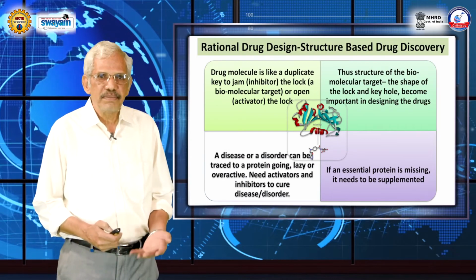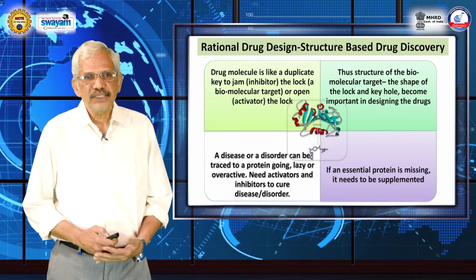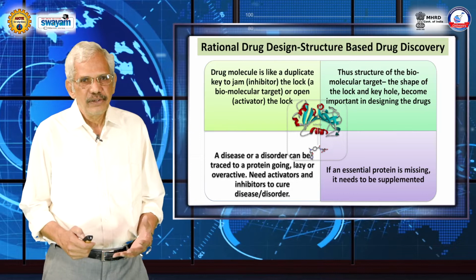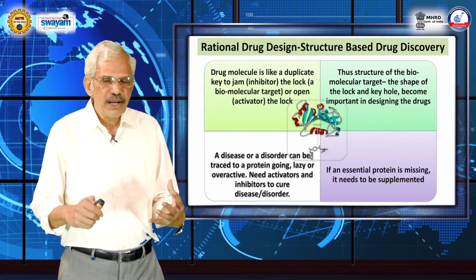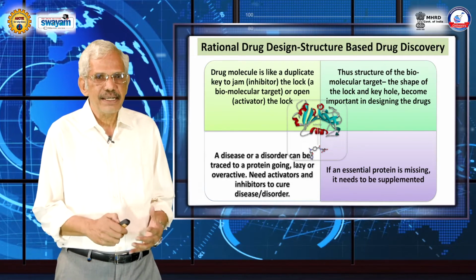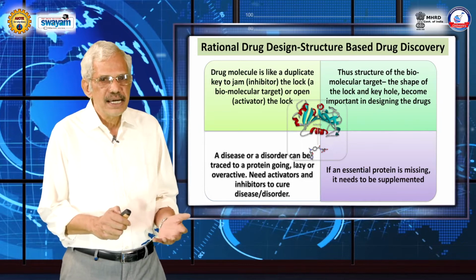Now to talk of rational drug design, as to what we do today, essentially you need a structure, and a drug molecule is like a duplicate key. If your protein is a lock, you want to jam the lock, that is like an inhibitor, or you want to open the lock, that's an activator. So your drug molecule is either an inhibitor or it's an activator.